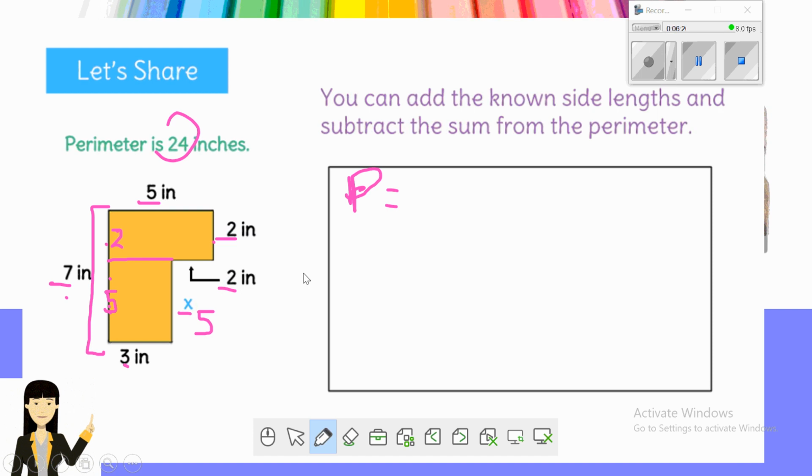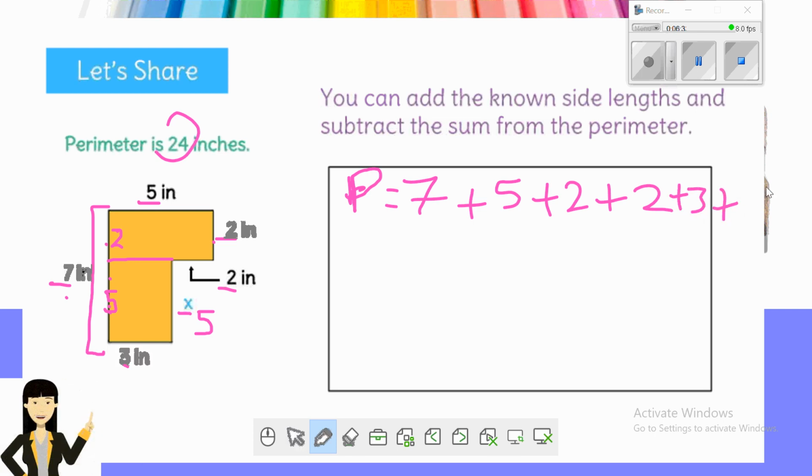I can do it by adding. For example, I have 7 plus 5 plus 2 plus 2 plus 3 and plus x. Let's find out the perimeter.